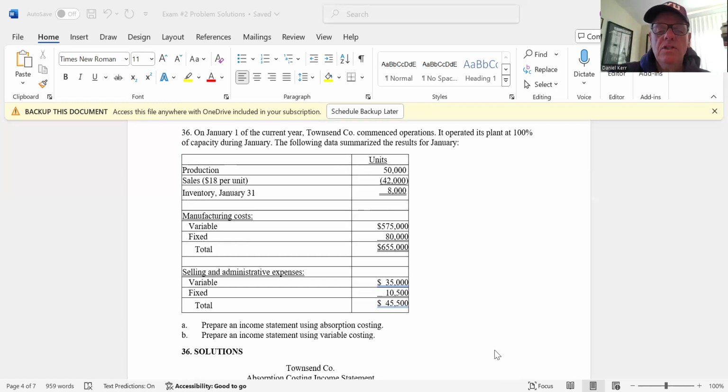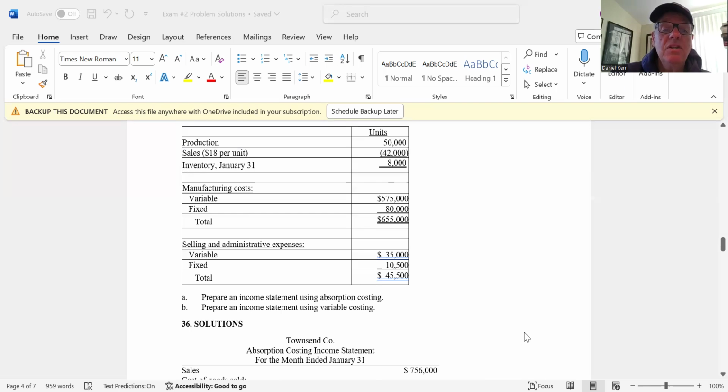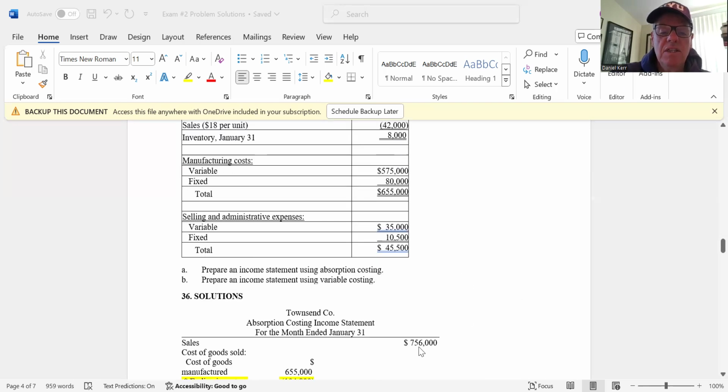Those of you who lost your way because you forgot about the value of the ending inventory, particularly when it related to variable costing. First we have to use absorption costing, which is what's required under generally accepted accounting principles. To get the sales, you would have taken 42,000 times $18 a unit. That gives us $756,000 worth of sales.